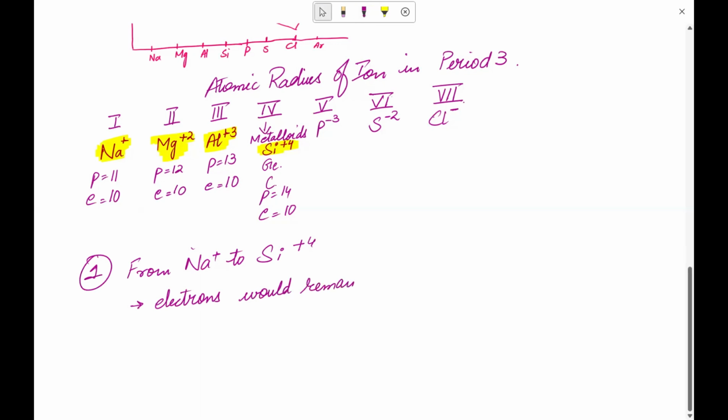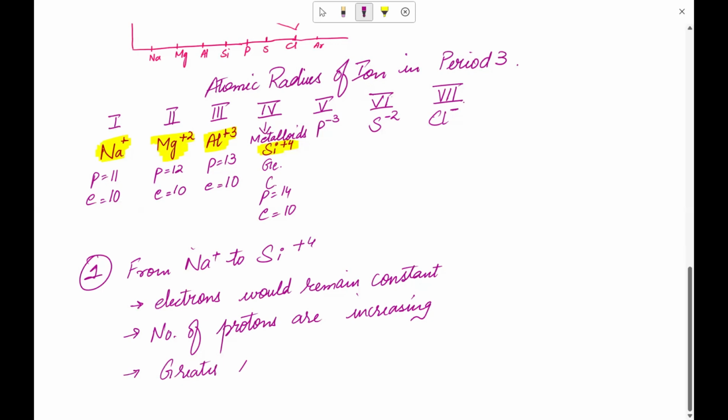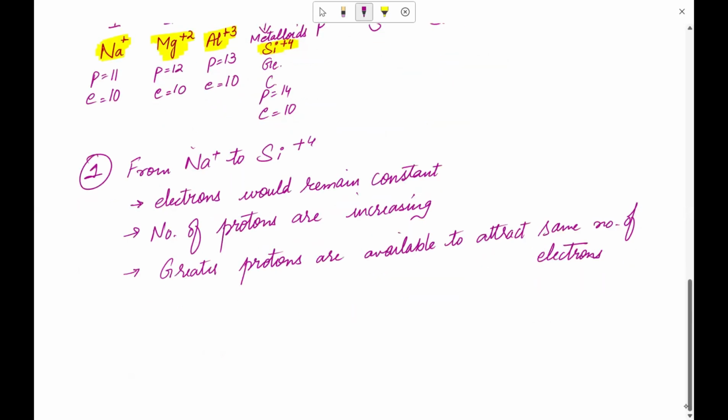Would remain constant. But what is increasing? The number of protons is increasing. So what is going to happen because of it? We can say that greater protons are available to attract the same number of electrons. Is that clear? Because of that, there would be a greater force of attraction.